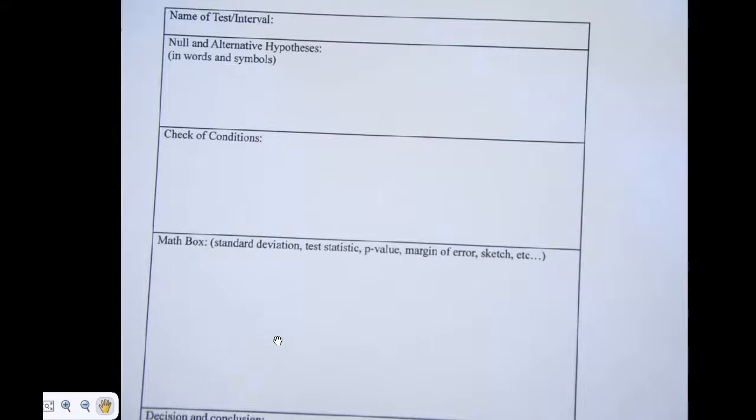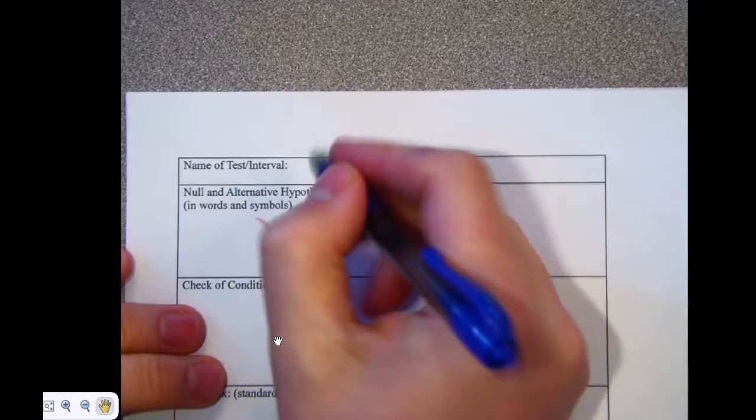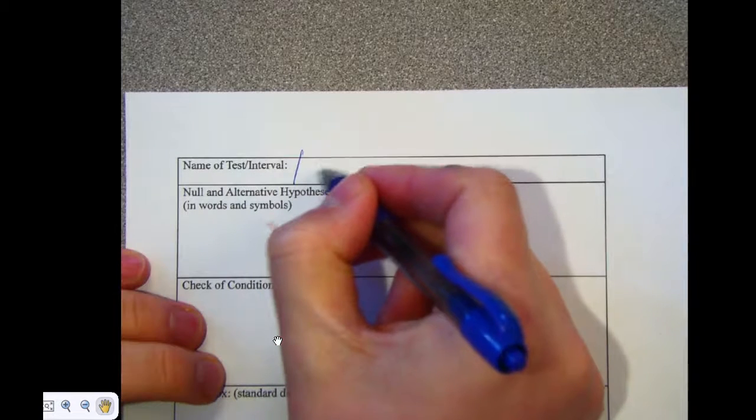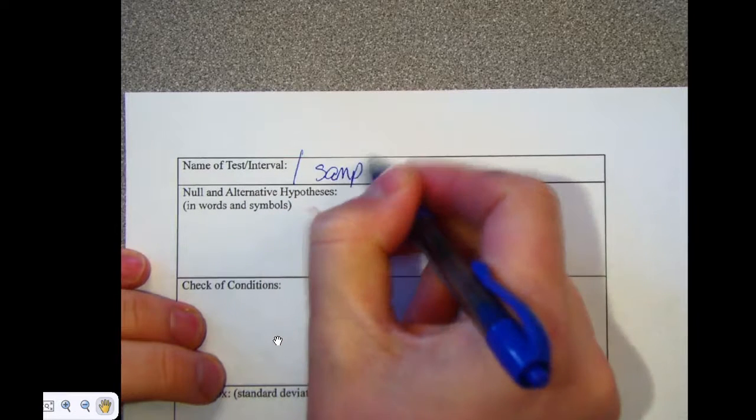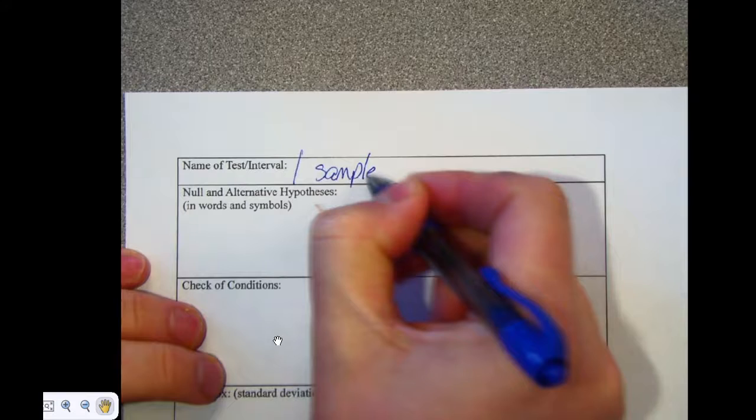So this is a template. There will be, like I said, 13 of these, and it's really important. So I would keep it in a spot where I know where all of those are. All right. So this is a template for a 1 sample t-test.